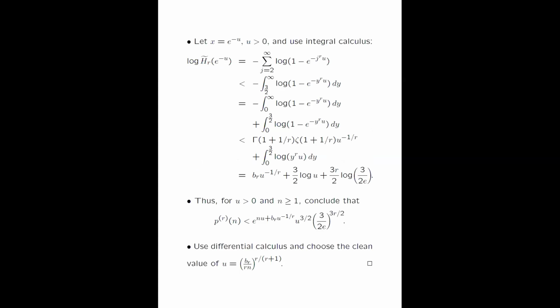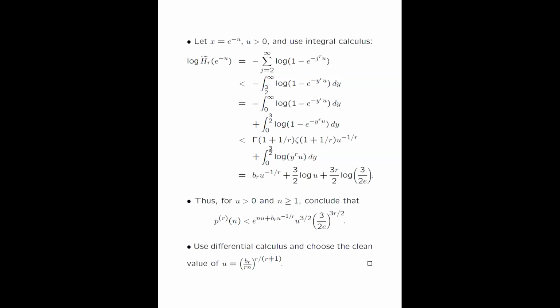If you look at the function, the negative log of 1 minus e to the minus y to the r of u, that function is positive, it is strictly decreasing, and it is concave up, which means we can inscribe trapezoids under it, and those trapezoids give us the sum that we're after, so we get this upper bound on it easily. We take the infinite integral, we break it up, we write it as negative integral from 0 to infinity plus integral from 0 to 3/2.